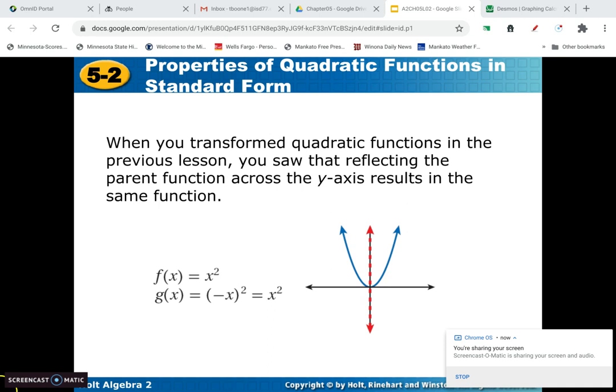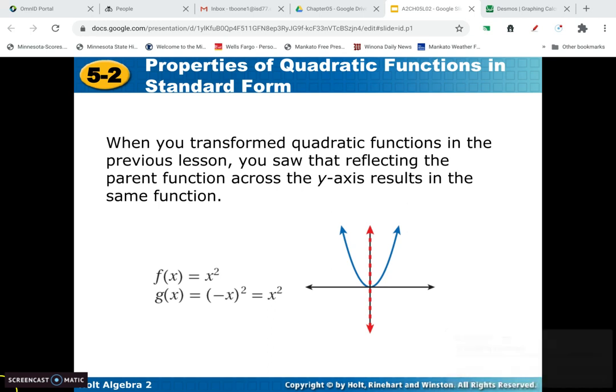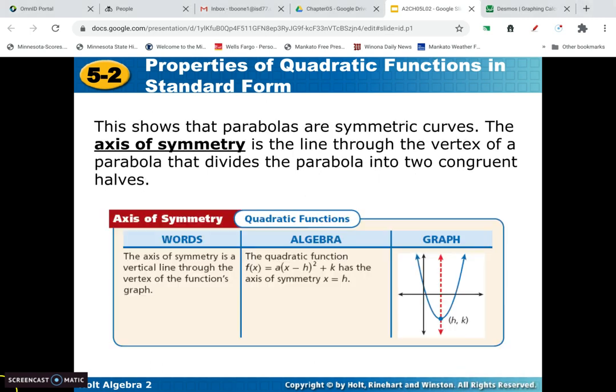All right, welcome back. We're here for section 5.2. In the previous lesson, we found that we don't really reflect that parabola over the y-axis because it's symmetric, and it really results in the same thing. So we know that there's symmetry involved. We have this thing that cuts it in half. We call that the axis of symmetry.